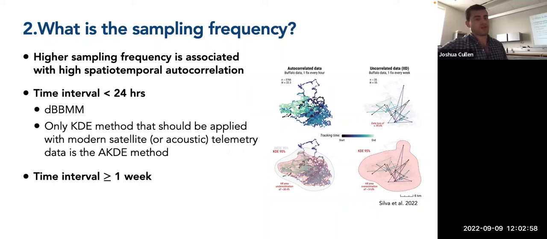But if your time interval is longer than 1 week, like if you are still doing radio telemetry, you probably can do kernel density estimation because these points would probably be considered independent of one another. And again, this is highlighted in this figure I showed previously, where we have these tracks shown at a 1 hour time interval for a buffalo and a 1 week interval, and the comparison between AKDE versus KDE.